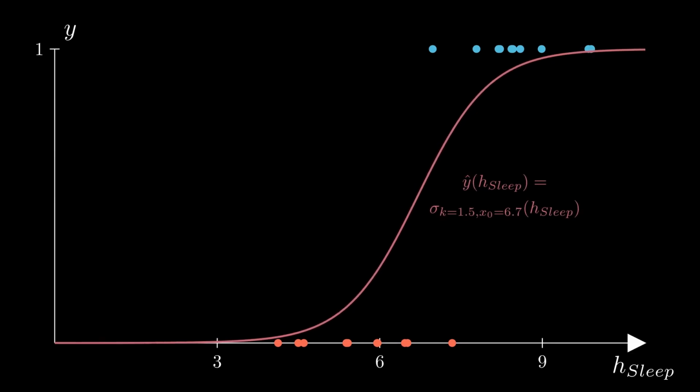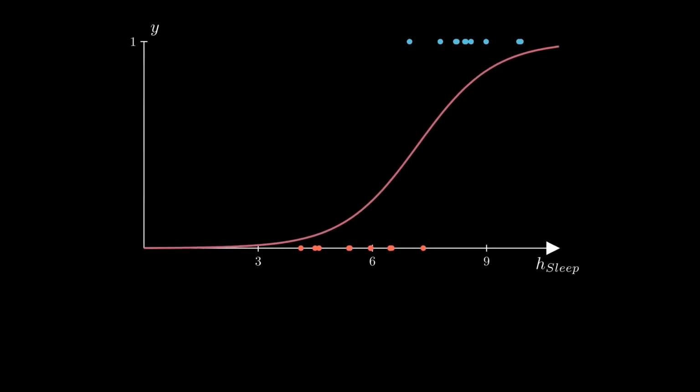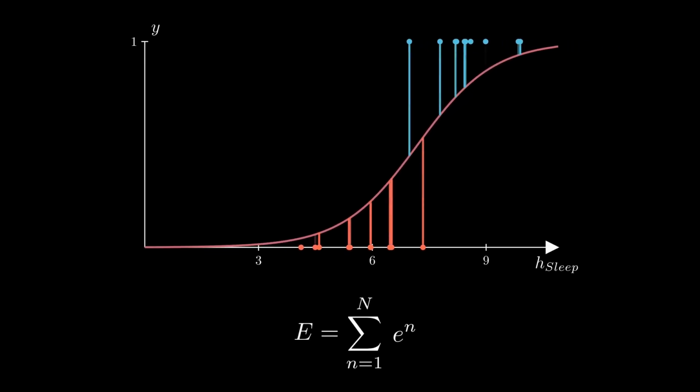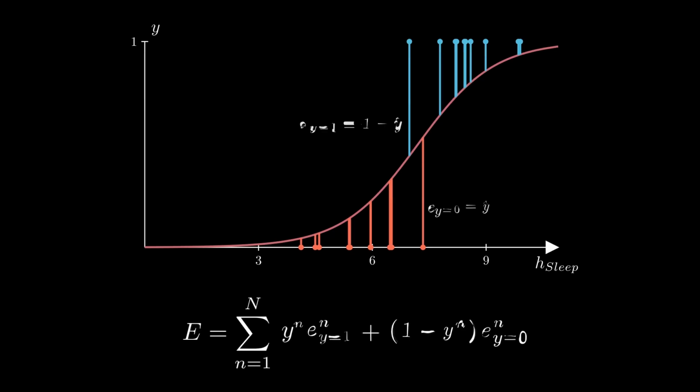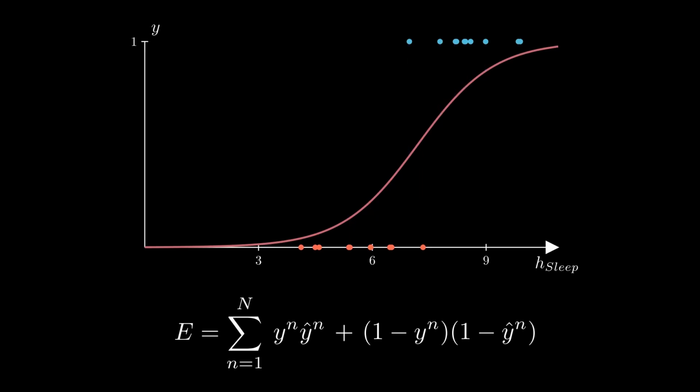To do this, we first have to find a means to quantify how well the sigmoid is fitting. This can easily be done by summing up the error between target and prediction for each data point. For negative samples, the error is the prediction value itself. For positive samples, it is 1 minus the prediction value. If we want to include the separate error terms in a single formula, we can modify it slightly to impose a selection based on the class label.